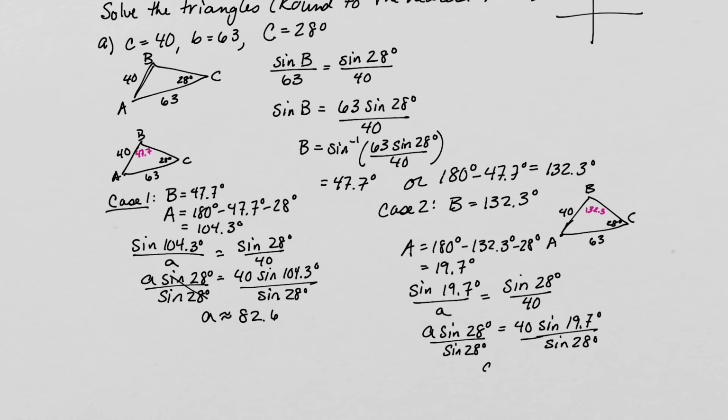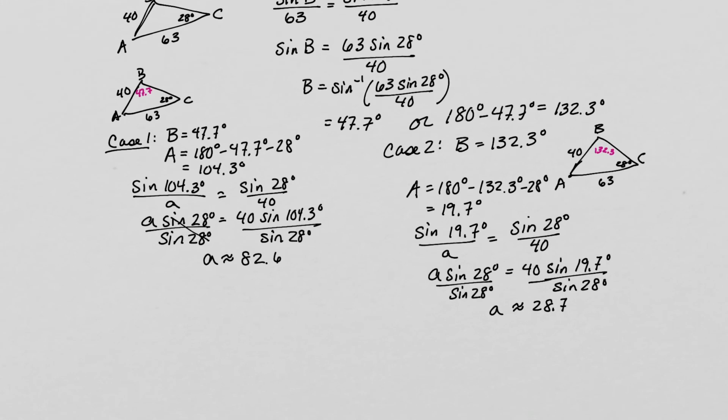All that. And so A, if you do that, is going to turn out to be approximately 28.7. So there are two solutions here, right? One solution has capital B as 47.7, capital A as 104.3, and little a as 82.6. And the other solution has capital B as 132.3, capital A is 19.7, and little a is 28.7.